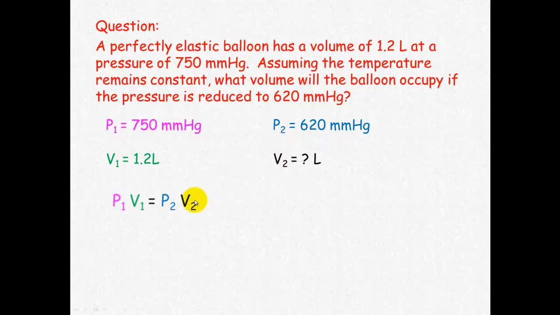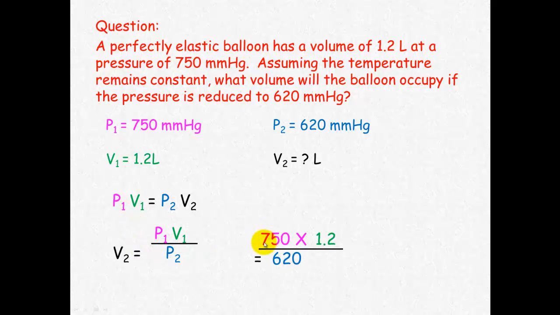So we put those into the equation. P1V1 equals P2V2, and we just plug those values in. We can manipulate the formula around. If we divide both sides by P2, bring P2 around to this side, and now put the values in. So I've got 750 times 1.2 divided by 620, and I get an answer of 1.5 litres.